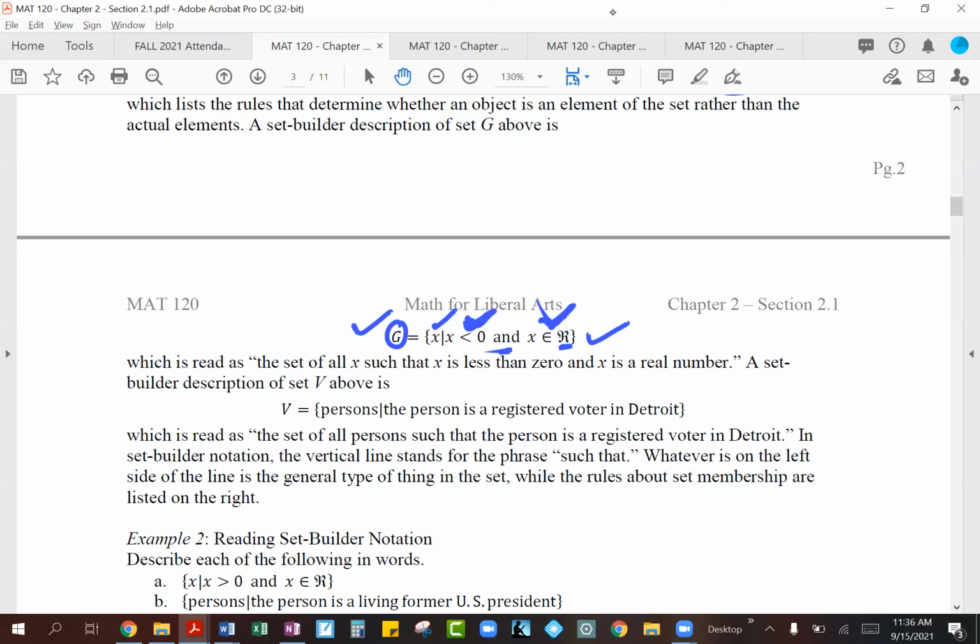For our registered voters in Detroit, this is how you can write it out using the set builder notation. Since we are talking about people who are registered to vote, we can't really use the kind of symbolism that we did with set G. But here we can say our set V for voters is going to be people or persons, and this is a person who is registered to vote in Detroit. So you're having to write this out, but you can see this gives us a pretty good description of the people who will fall into this set V. And you can see how they are writing this out in words for both of these different sets we have used here.